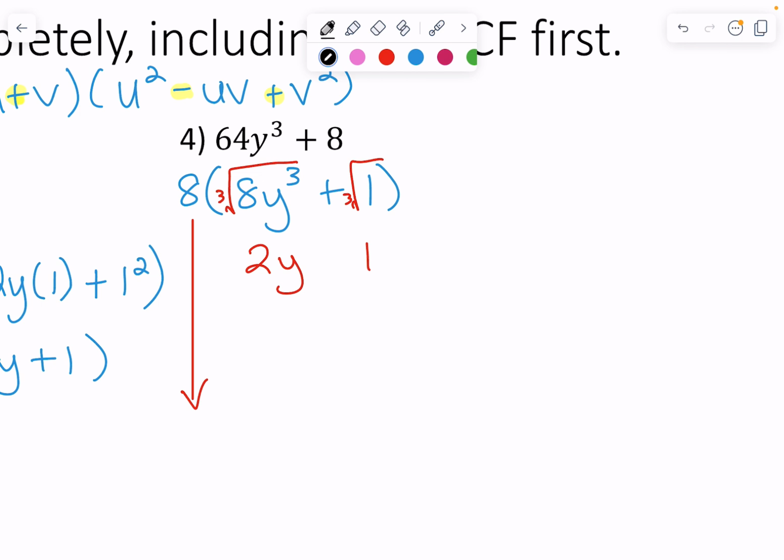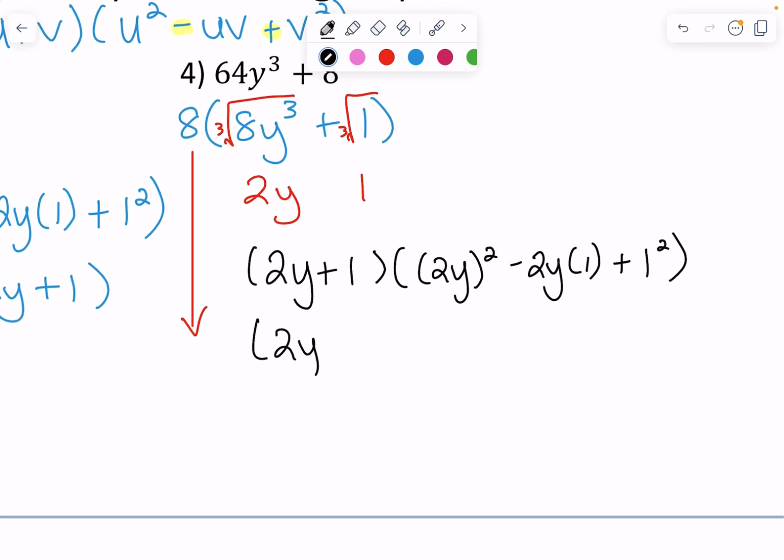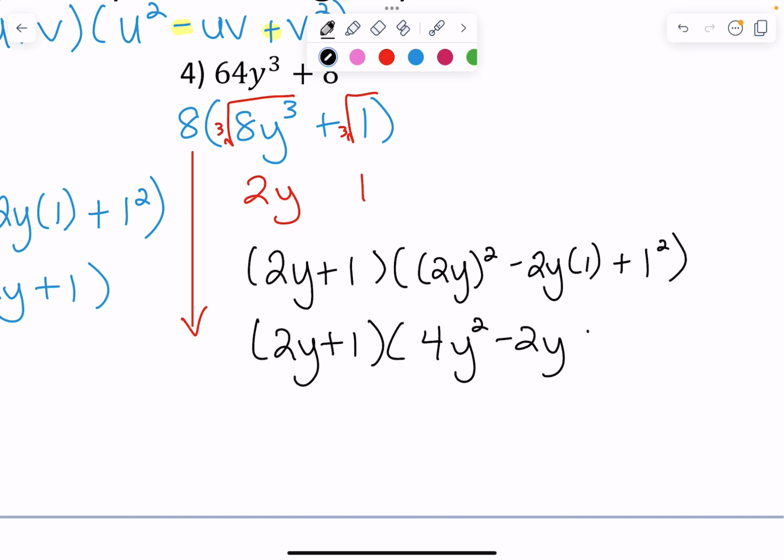So now I'm going to have 2y plus 1, first term squared, minus the product of those two, plus the last term squared. So now I'm going to have 2y plus 1, 4y squared, minus 2y plus 1. And with the GCF of 8 that we originally pulled out.